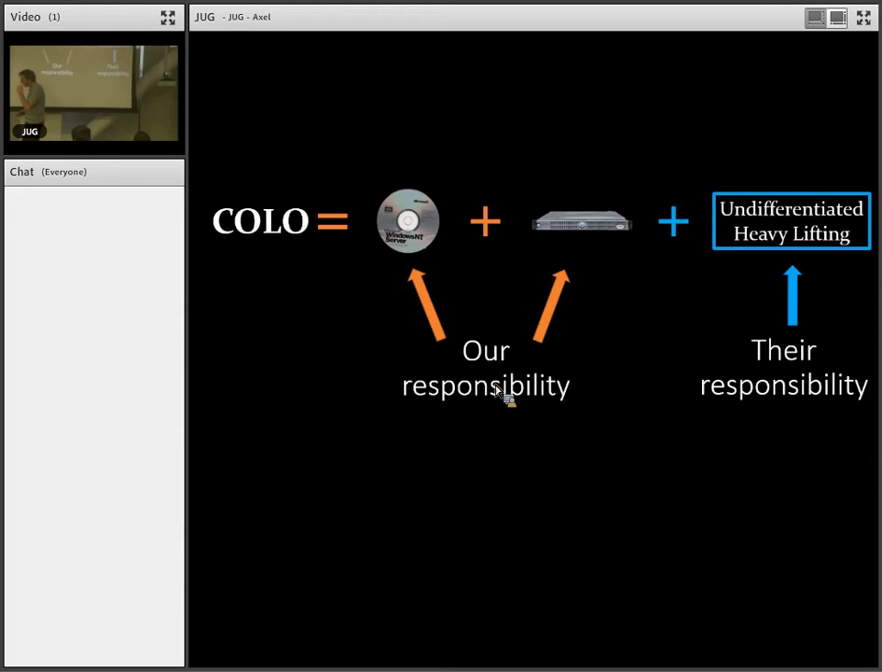So here again, we basically shifted responsibility, and they take care of the undifferentiated heavy lifting. We don't have to worry anymore about having our security guards and our fortified doors. Not our problem anymore.